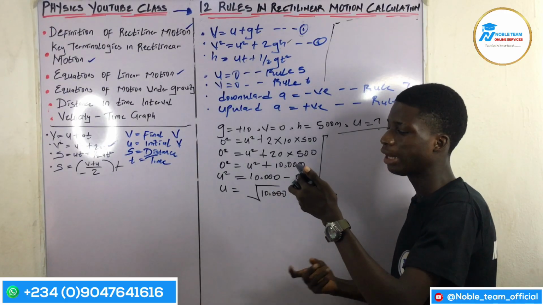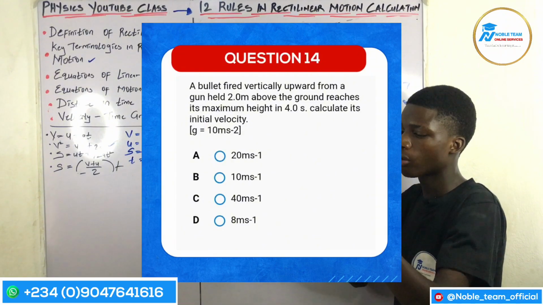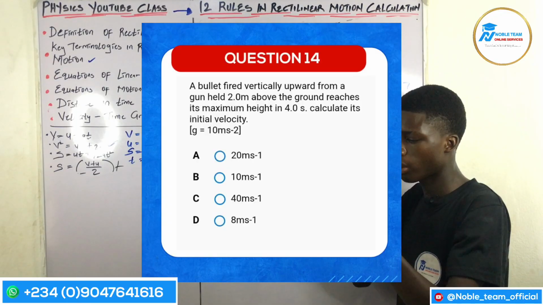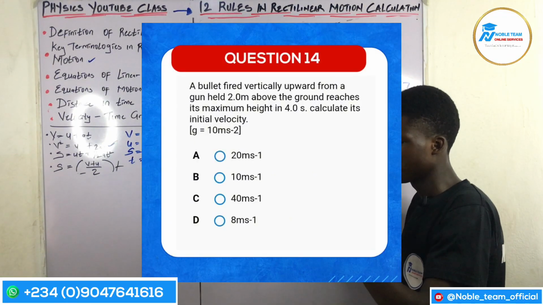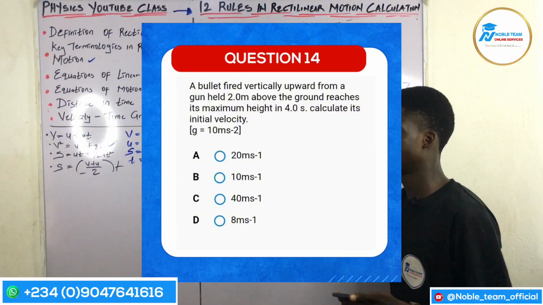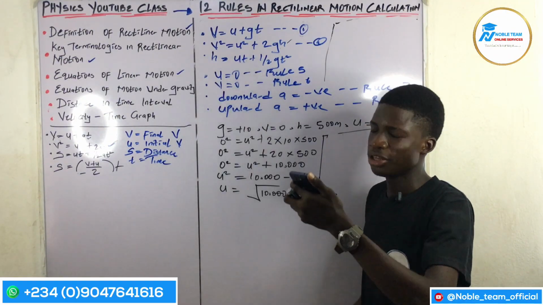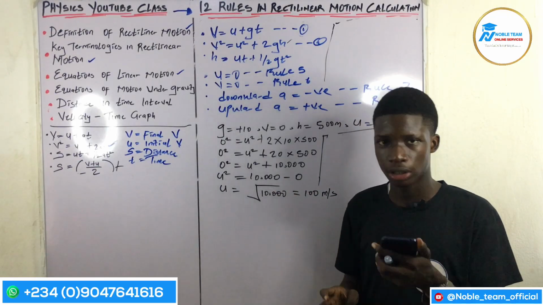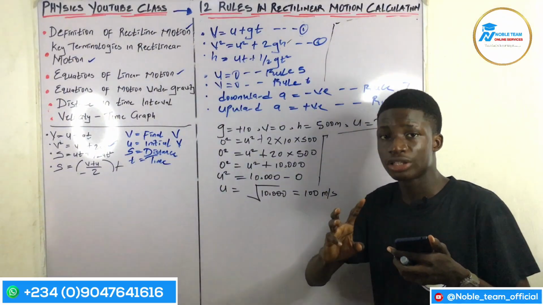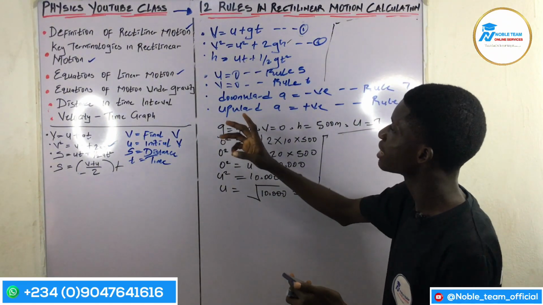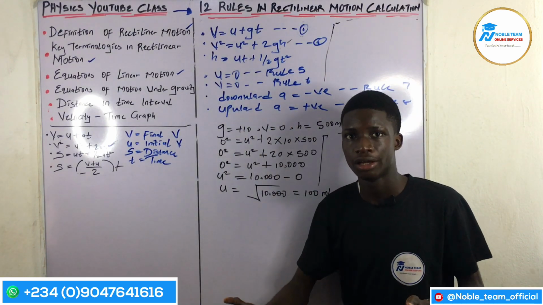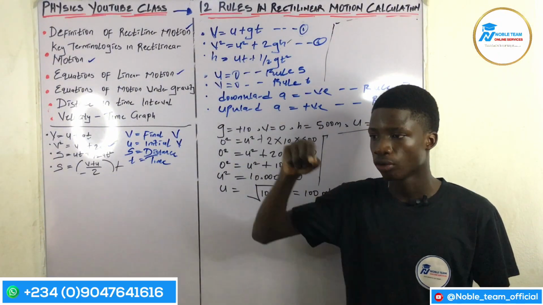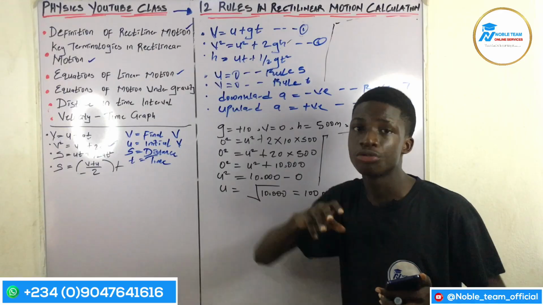The last question says a bullet fired vertically upward from a gun held 2.0 meters above the ground reaches its maximum height in 4 seconds. Calculate the initial velocity. Now I want to explain this. Just calm down. Not every parameter given to you in the question you must use. Why did I say so? Listen. If any question given to you obeys any of these rules that I've listed, and the parameters are also given to you, do you know what you are going to do? Omit that. Your main focus should rather be on that rule.